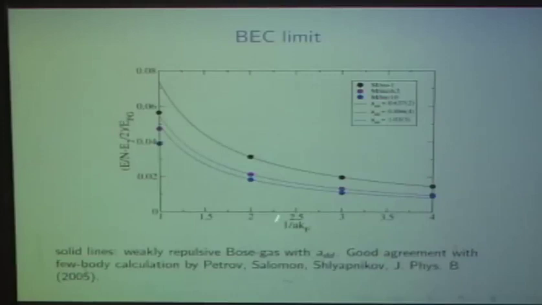And then here is the deep BEC limit. So these are calculations done at different mass ratios. The black is 1, and then 6.5 and 10. And we wanted to see if our fit can produce a dimer-dimer scattering length in agreement with few-body calculations, and this actually happened. So these are the dimer-dimer scattering lengths that we obtained by fitting the last three points. Of course, at 1 over a kF equal 1, the Bose expansion is not in agreement with the quantum Monte Carlo calculations. But anyway, the values of the dimer-dimer scattering length that we got are in very good agreement with the few-body calculation performed by Petrov, Salomon, and Shlyapnikov at the same mass ratios.